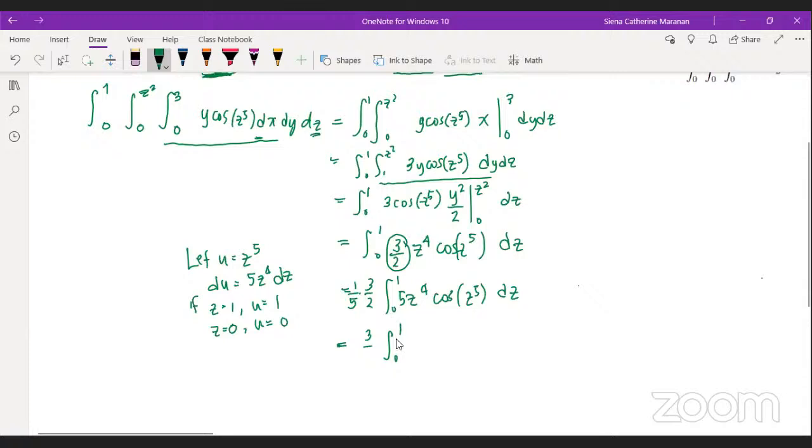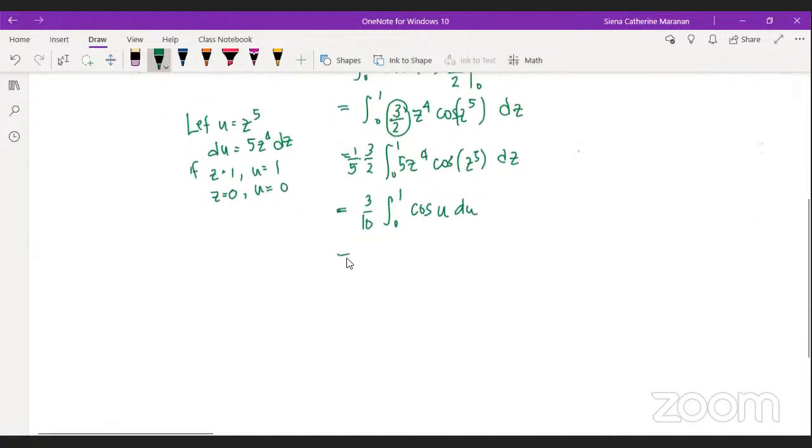Ayan. Okay. So we have 3/10. And then ito, after changing variable, we will have cosine u du. Okay, so madali na ito. Evaluate the integral, you'll get 3/10. The integral ng cosine u is sine u. Evaluate from 0 to 1. Okay, so evaluating this, you'll get 3/10 times sine 1 minus sine 0. Okay, yung sine 0 natin, this is just 0. So you'll have 3/10 sine 1. Okay, so ito po yung ating final answer.